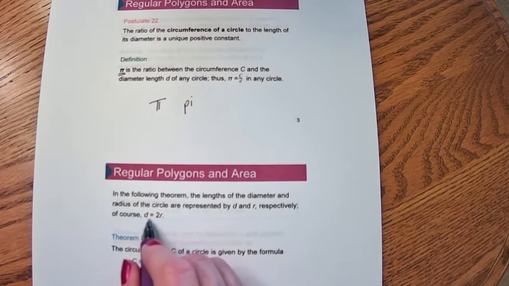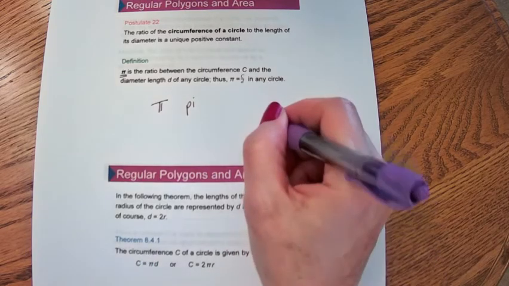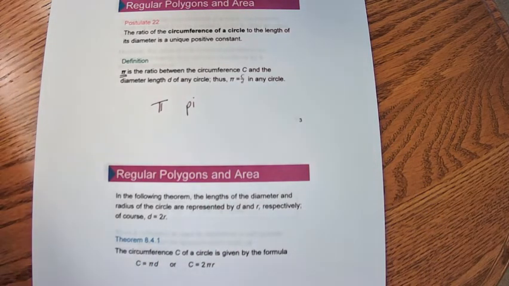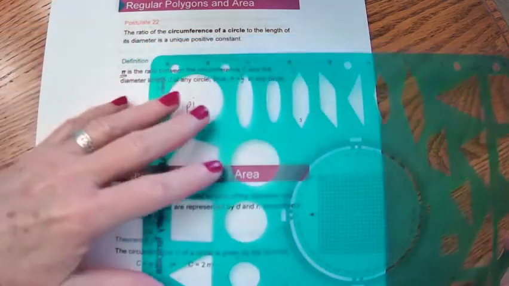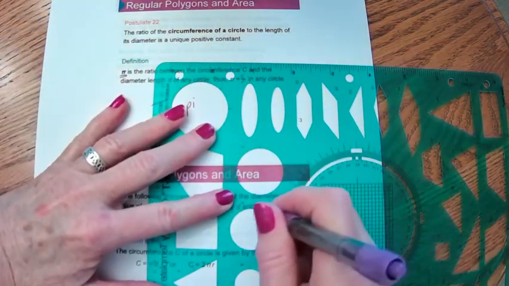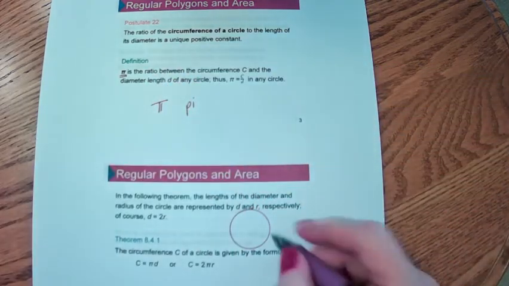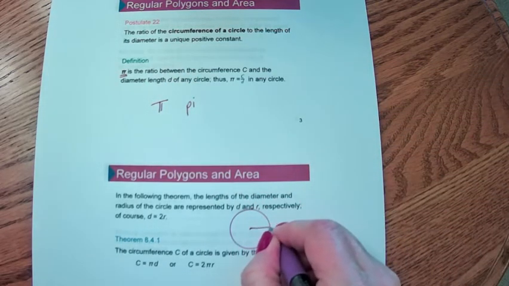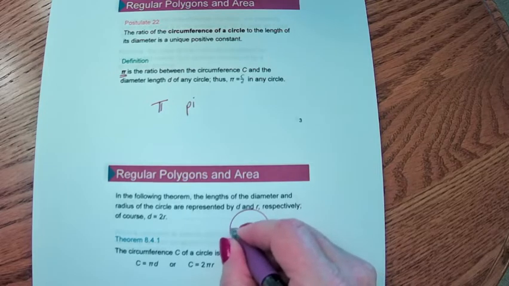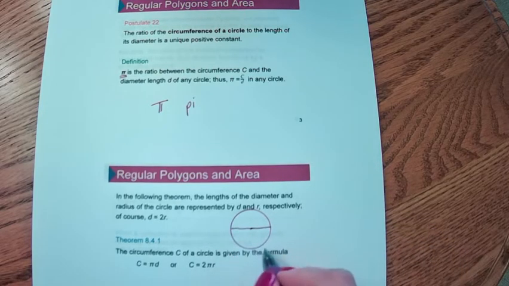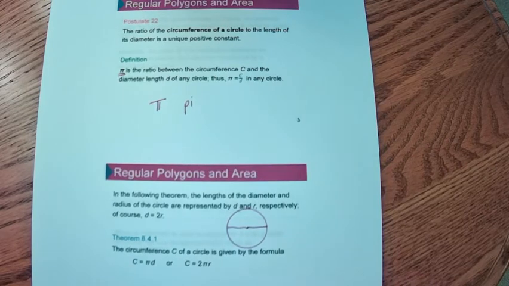And so remember that the diameter is made up of 2 radii. If we were to have a circle, and this is the center, if this is one radius and this is another radius, the 2 radii added together would make up a diameter. So a diameter is equal to 2 times a radius. And so the circumference of a circle is equal to pi times the diameter, or 2 pi r.